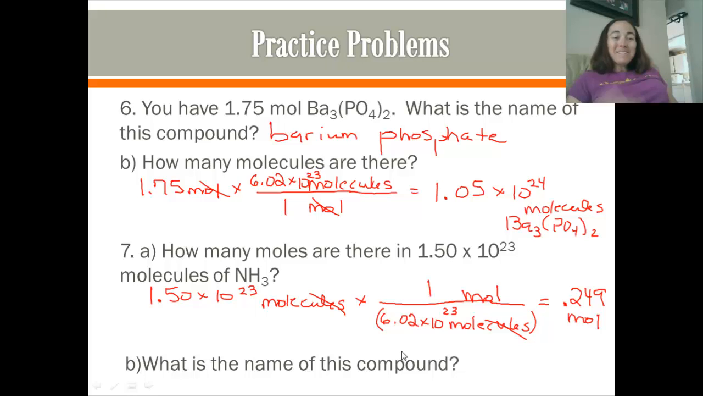And then part B is the easy part. What is the name of this compound? This is one of those special compounds that has a common name. You find it in the kitchen in tons of cleaning products. Its common name is ammonia.